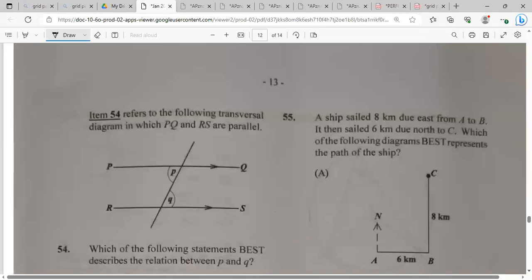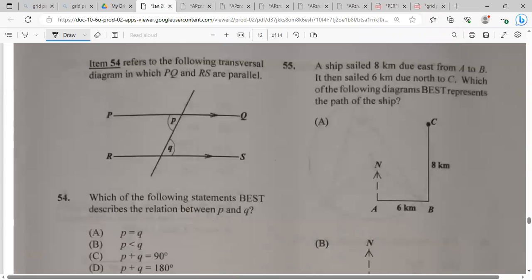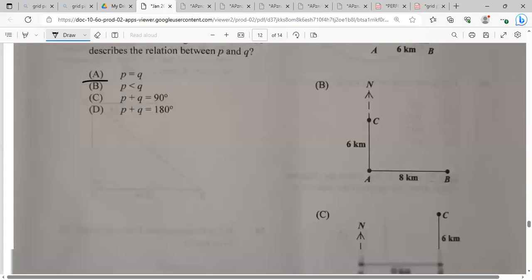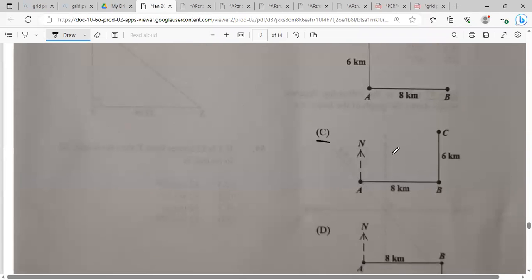All right. Item 54 refers to the following diagram in which PQ and RS are parallel. Which of the following statements best describes the relation between P and Q? That's P is equal to Q. 55, a ship sailed 8 kilometers due east and then 6 kilometers due north. So we look for 8 first, then go up 6, which is C.